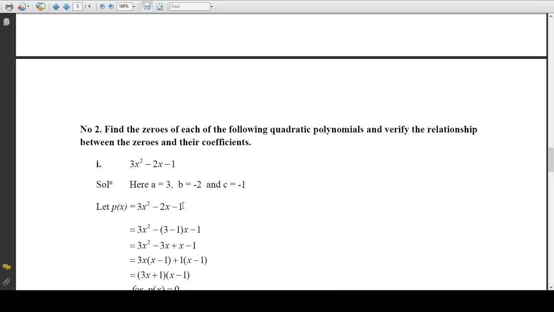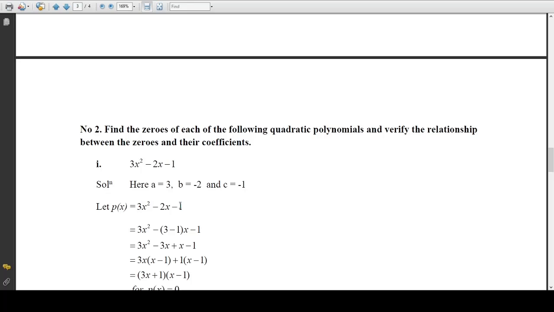Again, what you will do is split the middle term. What is the middle term here? It is 2x. How will you split it? You multiply the coefficient of x squared with the constant.